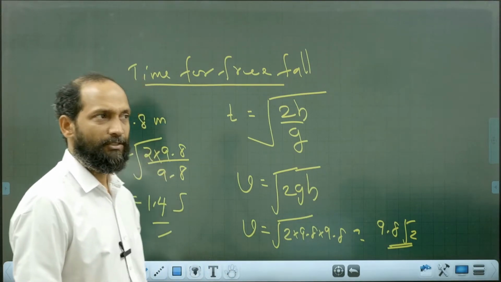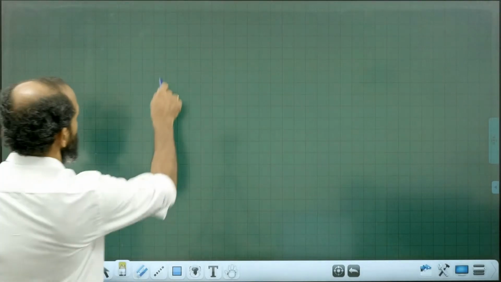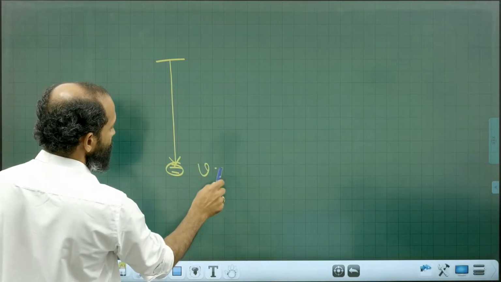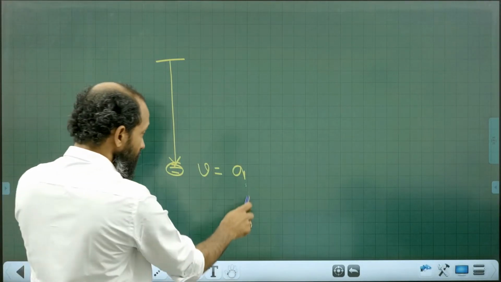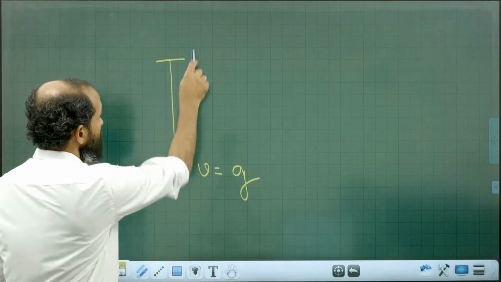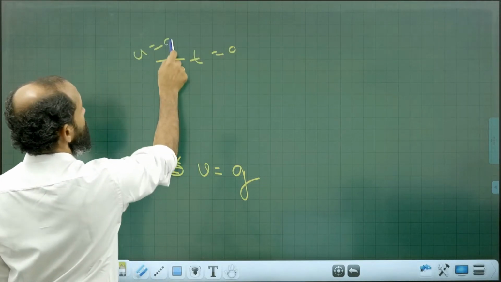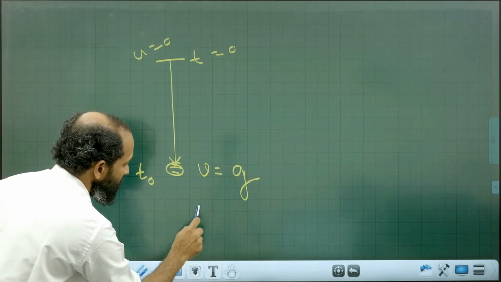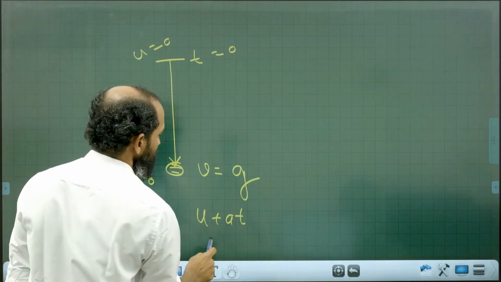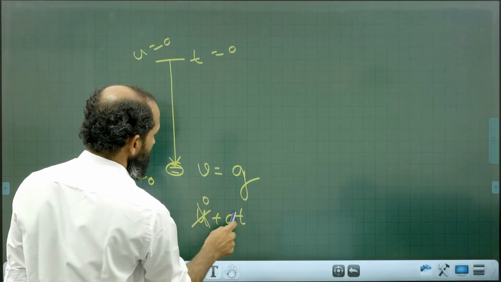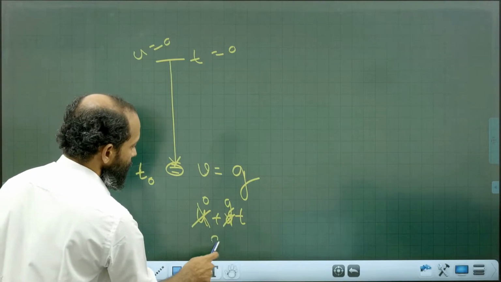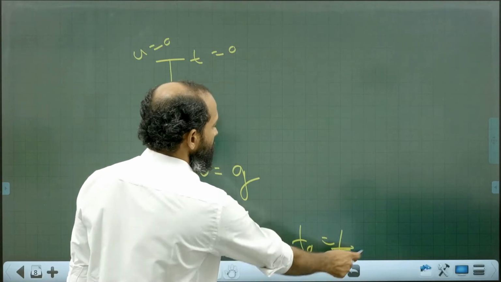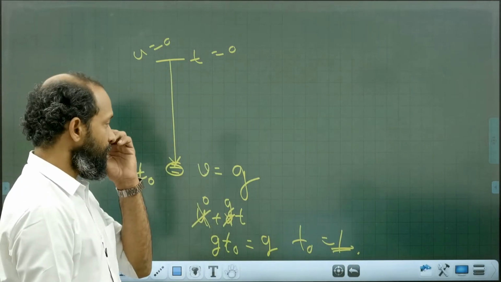After some time, velocity becomes equal to acceleration. What is that time? A 2022 mains question. Falling down, when it reaches here, velocity is equal to the acceleration given. Acceleration is the acceleration due to gravity. Starting from rest, at t equal to 0. Let the time taken to reach here be t0. So use the kinematic equation u plus at. But u is 0 here, a is g, so g t0 equal to g, so t0 equal to 1. After 1 second, velocity becomes equal to acceleration.